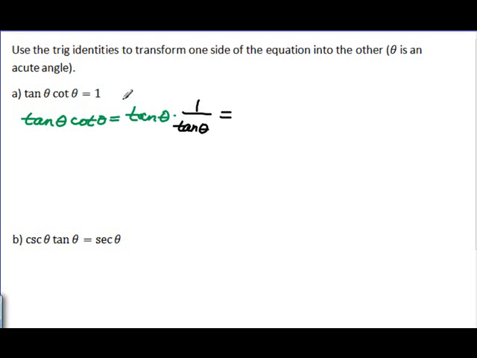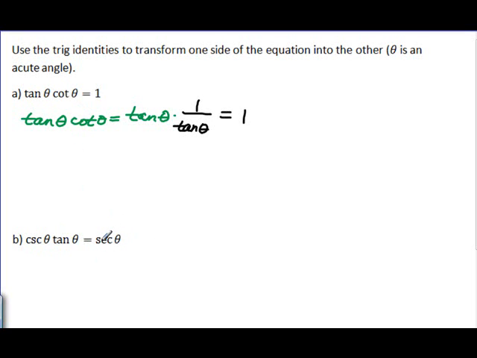But we know that divides out, so we do get just 1. So we've proved that tangent of theta times cotangent of theta is equal to 1. Now, in the next one we have cosecant theta times tangent of theta is equal to secant of theta.